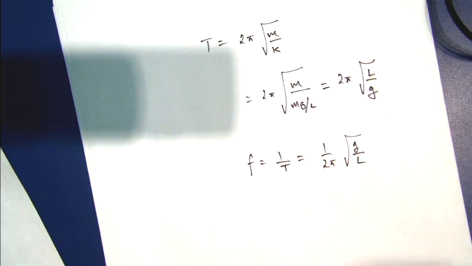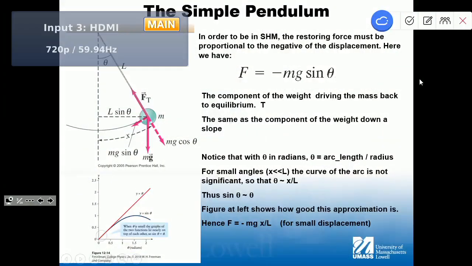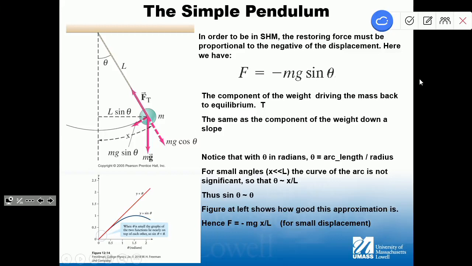Okay, so let's get back to the presentation. And this is all that this is saying. This curve over here is showing you where that sine theta equals theta approximation is true. The blue curve is the sine theta curve. The red curve is theta. So the region where they're the same is when theta is small. As theta gets larger, they're not the same anymore. And then this motion isn't simple harmonic.